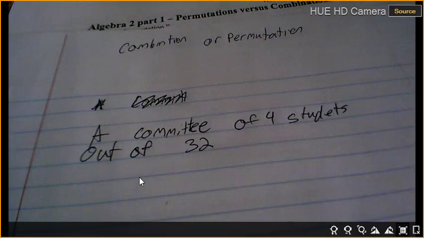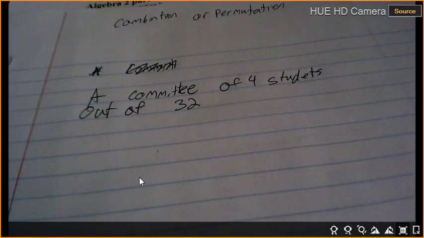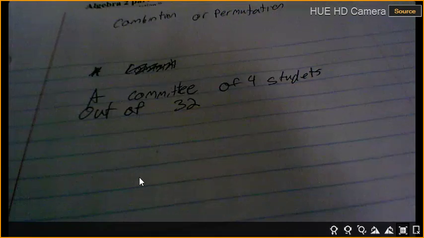Okay, so what do we think? Is this a combination or a permutation? So, does it matter if I list the people that are in the committee? If it goes Abby, Kayla, Manny, Jason, or Jason, Manny, Kayla, Abby? Does the order matter? So this would be a combination. So this would be if order doesn't matter, it's a combination.